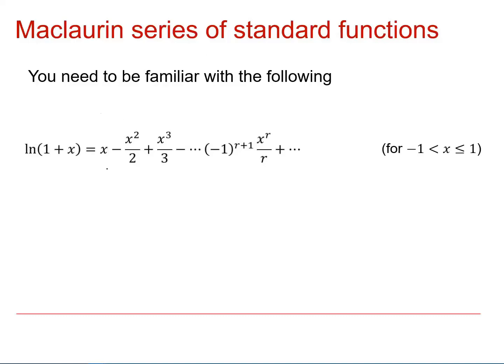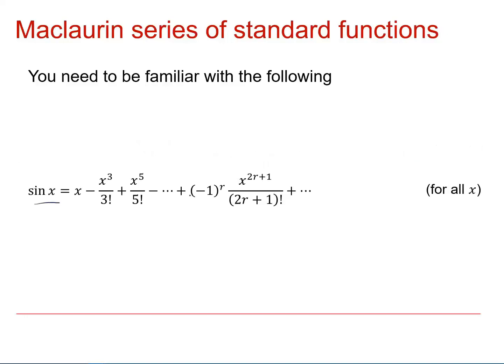This is log of 1 plus x. So here we've got alternating signs, and then the general term is just x to the r over r. And again, if you can remember the general term, then you'll be able to remember this series relatively easily. Notice we've got a restriction in terms of the validity of this series. x has to be greater than -1 and less than or equal to 1. The less than or equal to 1 is to ensure that this series converges, and the greater than -1, well, if x was -1 or less, we'd be trying to find the log of 0 or even a negative number, which we know is undefined.